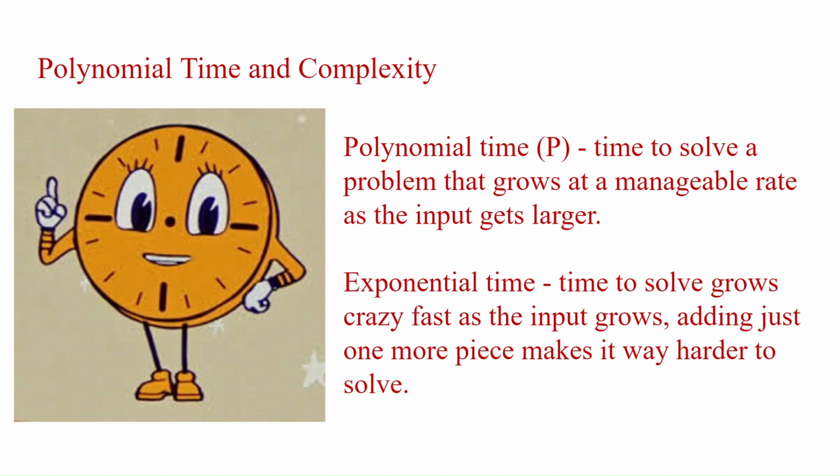Polynomial time means the time to solve a problem grows at a manageable rate as the input gets larger. Think of it like this: if the puzzle grows, you can still solve it with a predictable amount of effort. Exponential time means the time to solve grows crazy fast as the input grows. Adding just one more piece makes it way harder to solve. So, when we say a problem can be solved in polynomial time, we're saying it's efficient. In NP, we don't know if the solving part can be done efficiently. We just know the verifying part can be.